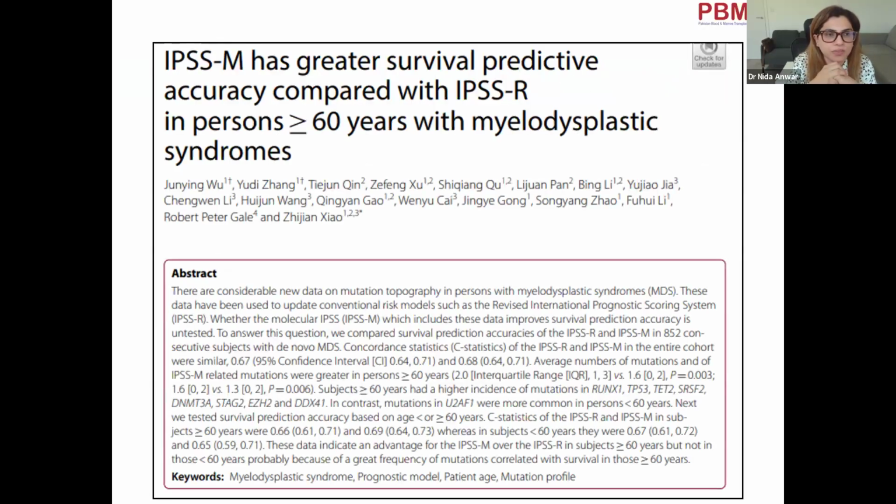Various studies have shown that IPSS-M, in contrast to IPSS-R, has greater survival predictive accuracy, specifically in patients who are more than 60 years, as in this group there is a high incidence of certain bad risk mutations like RUNX1, TP53, TET2, SRSF2, DNMT3A. So incorporation of IPSS-M, that is the molecular profile, is at times very important to determine the prognosis and long-term survival, especially in patients who are more than 60 years of age.